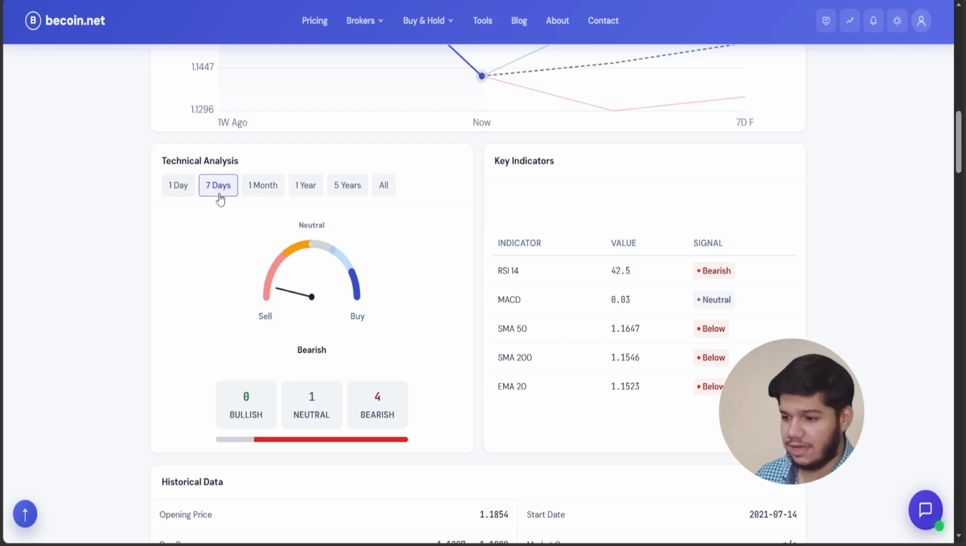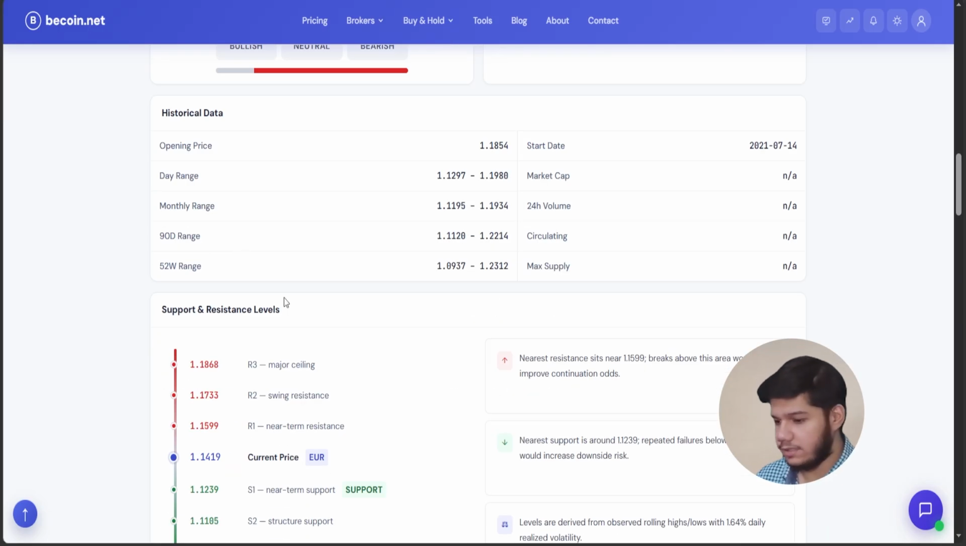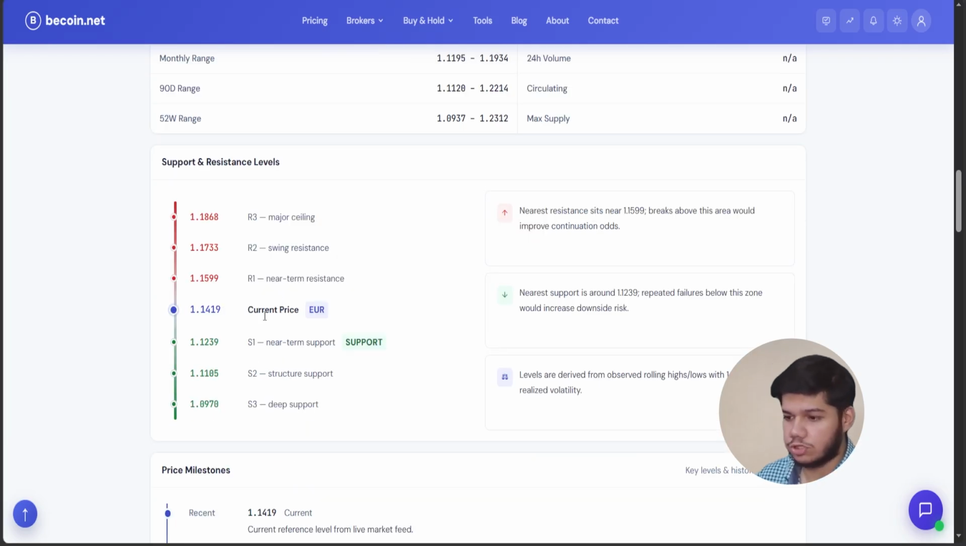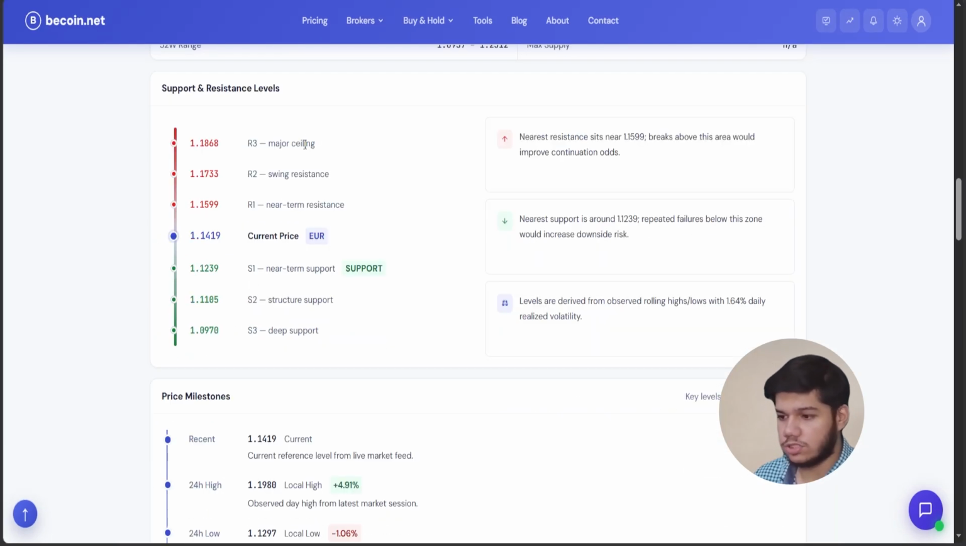You can either select 7-day, 1 month, and so on. And if you scroll down a little bit more, here is the most important thing. Let me zoom in a little bit right here. So here the support and resistance levels are listed.